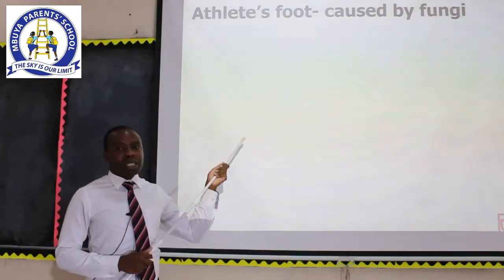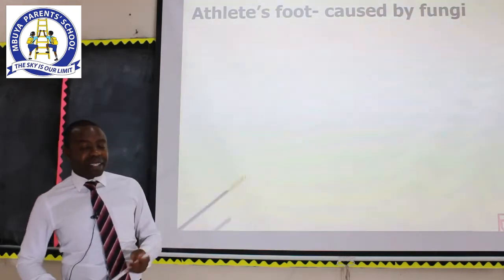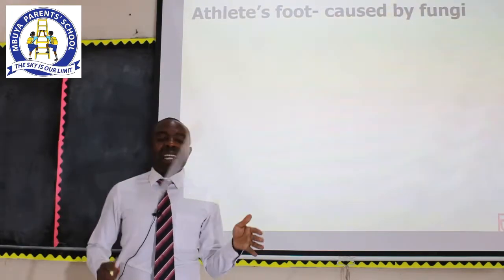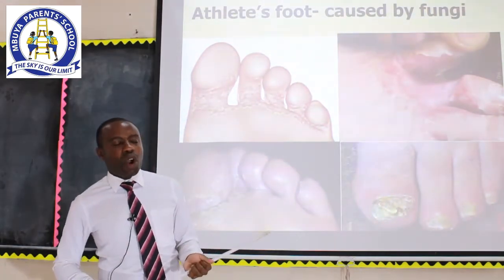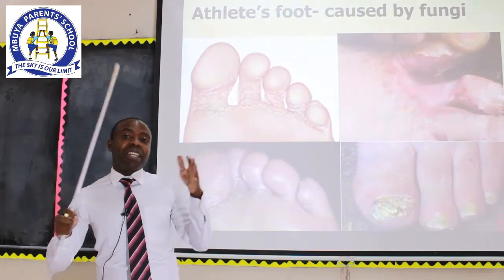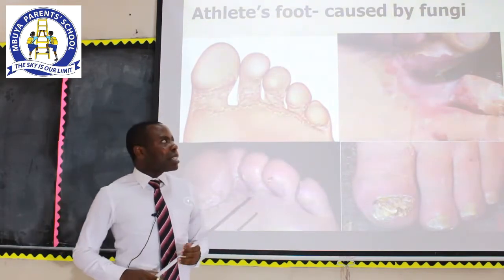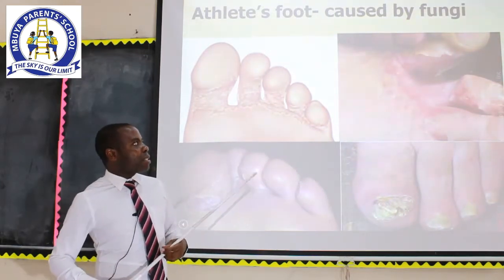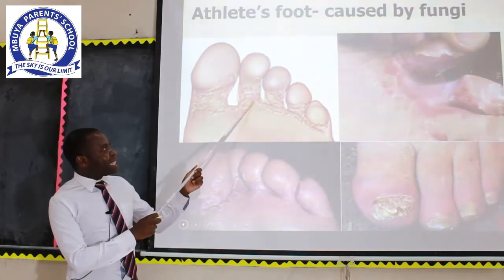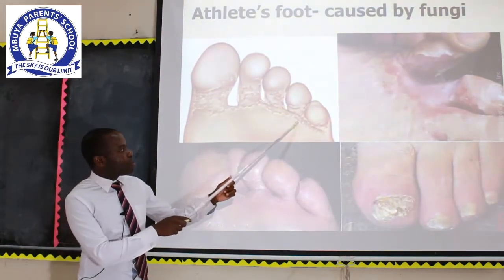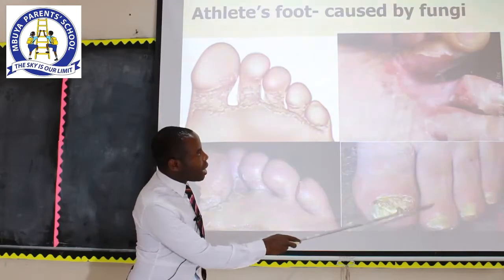This disease is common among many school-going children, and it is caused by a fungus. That means it's a fungal disease, and it can be as a result of putting on too tight shoes or putting on wet stockings. When you get this disease, the skin between the toes and the fingers can be affected by the fungus. When you check here, this is someone's foot, and the skin got peeled off. If you check here, the nails can end up also getting affected.